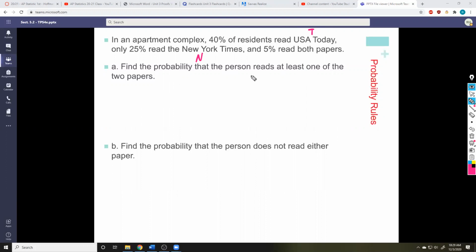So the probability that the person reads at least one of them, so that is the probability of T or N. T or N. And that's going to equal the probability of T plus the probability of N minus the probability of T and N.